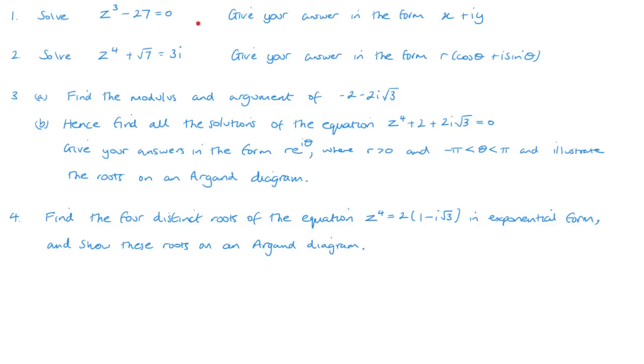First is a nice straightforward one, given in the form x plus iy. Second one, just like the last 2 examples, given in the form r cos theta plus i sine theta. And then these are 2 past paper questions. So this one is given in the form r e to the i theta. So then with the 3 questions here, you've covered all 3 forms. And this one again is also in the exponential form.